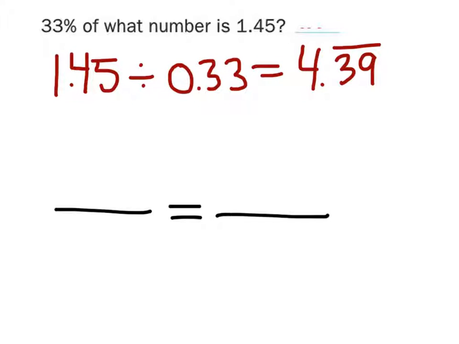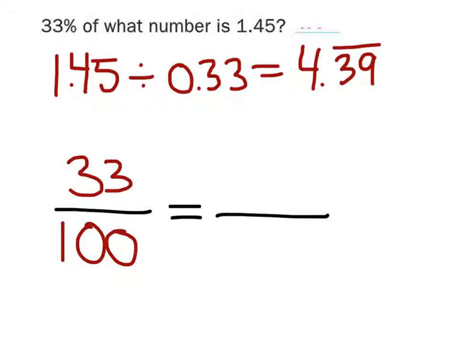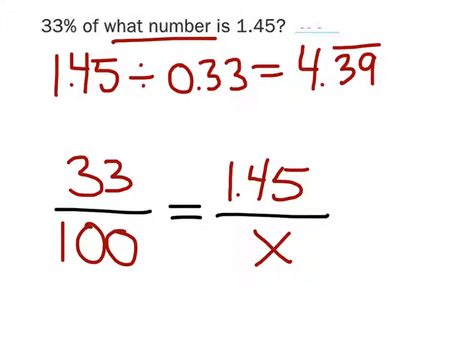With the proportion, so this is 100. What goes above 100 in this one? 33. What goes in the bottom right? X, because it's of what number? So 1.45 must go here. And then you just fishy method this thing, okay?